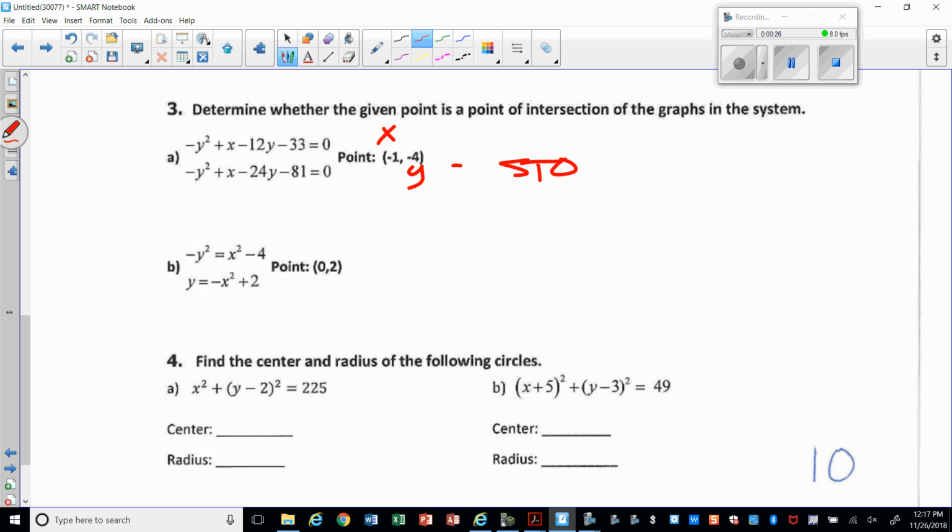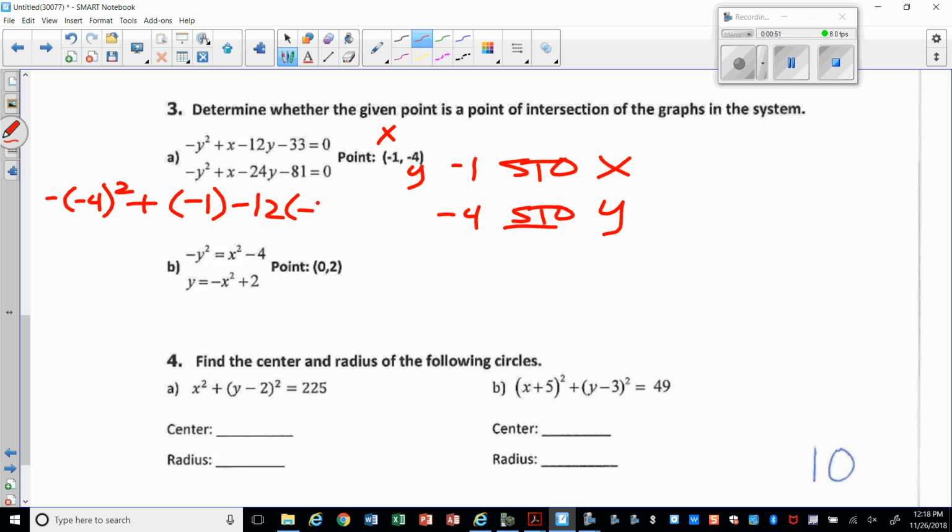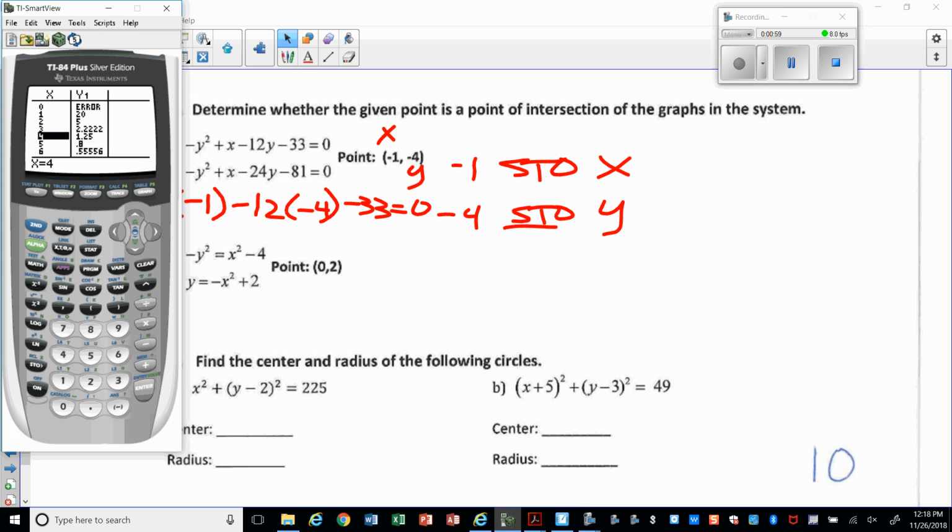I'll do -1 store in x and -4 store into y and see if these are true, which is basically what the store function does: it substitutes. I'm just putting y in for y, and for x I'm putting in -1. I want to see if that equals 0. I'll just do that with my calculator.